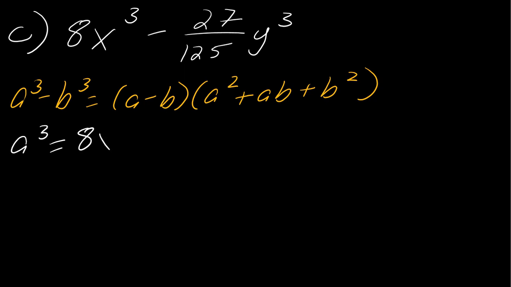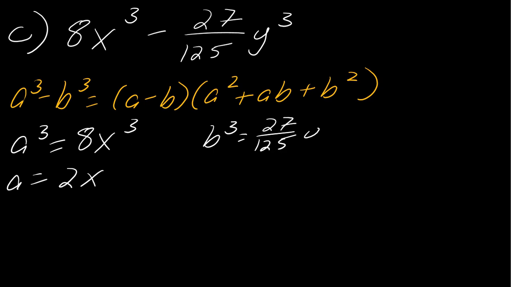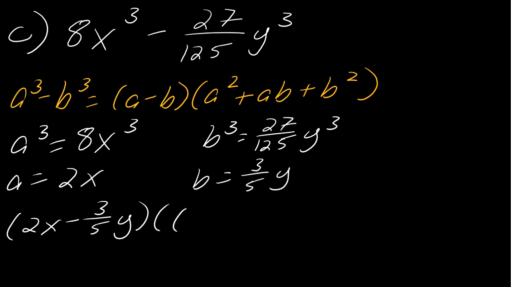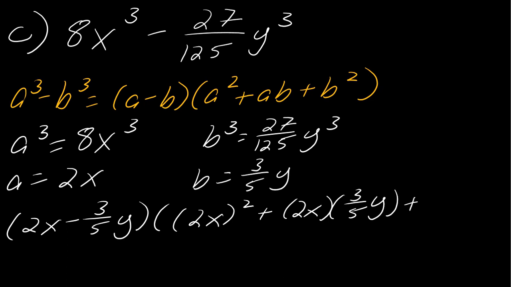Okay, in the a cubed spot, I have 8x cubed, which means my a is 2x. In the b cubed spot, I have 27 over 125y cubed, so my b is going to be 3 over 5y. Okay, let's fill in the formula: 2x minus 3 over 5y, and then I'm going to have 2x squared, 2x times 3 over 5y, and then 3 over 5y, and I need to square that. So I've got all that written down. In the end, this is 2x minus 3 over 5y times 4x squared.